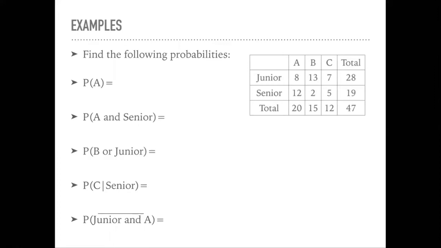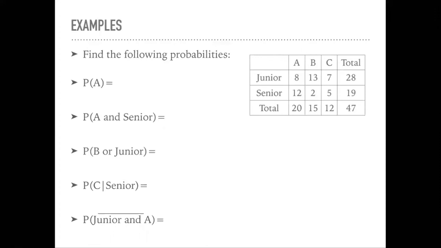We can see here that 8 juniors got an A, 13 juniors got a B, 7 juniors got a C. There's a total of 28 juniors. 12 seniors got an A, 2 seniors got a B, and 5 seniors got a C. There's a total of 19 seniors. A total of 20 people got an A, a total of 15 people got a B, and a total of 12 people got a C. And in our little class here that we were studying, there were 47 people.